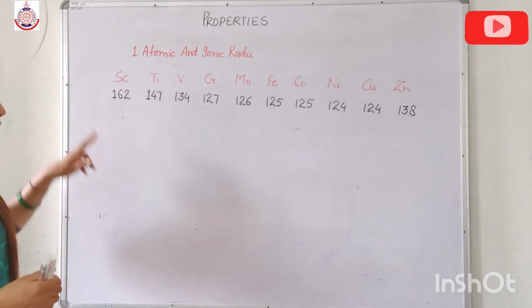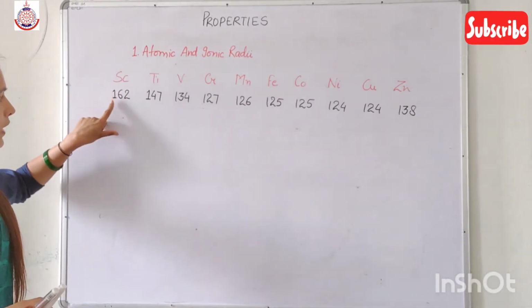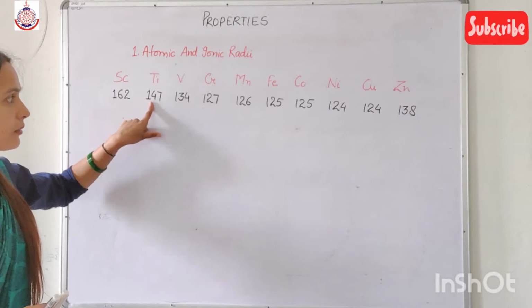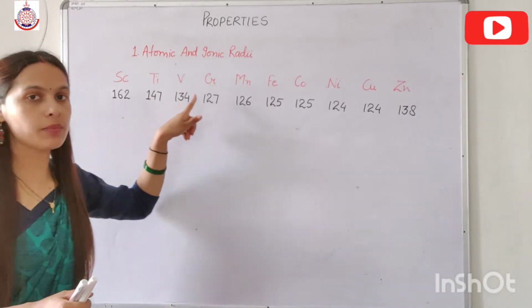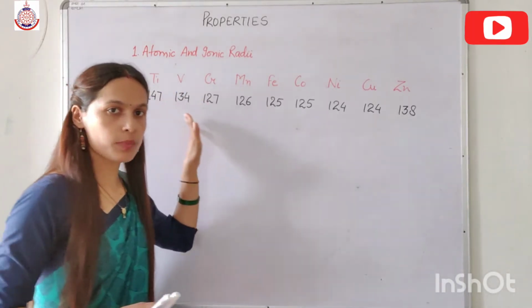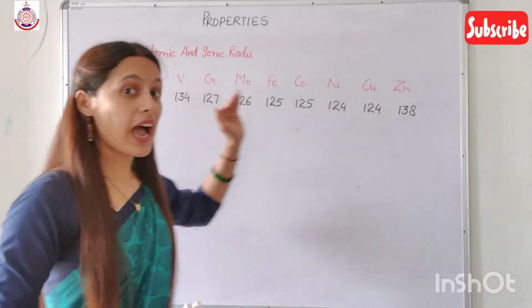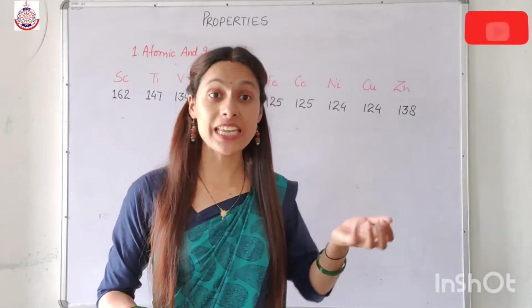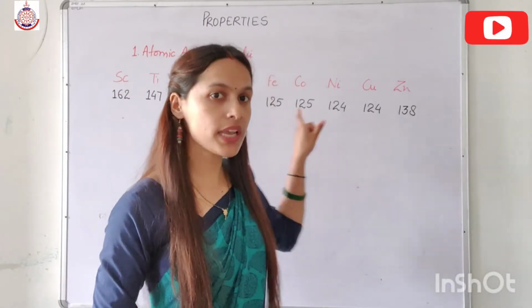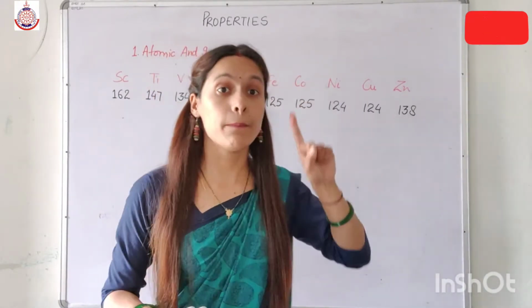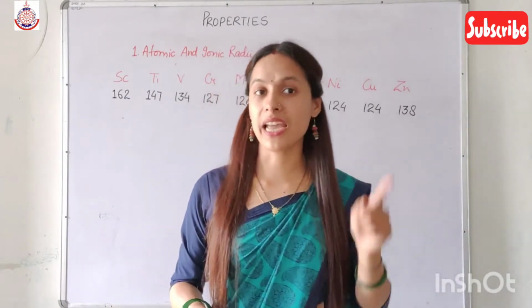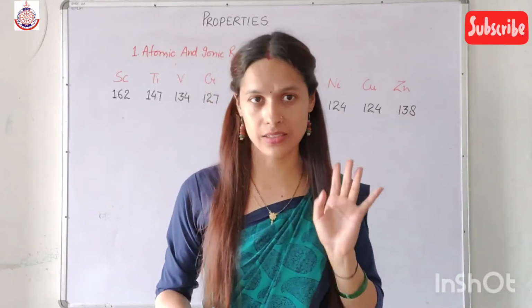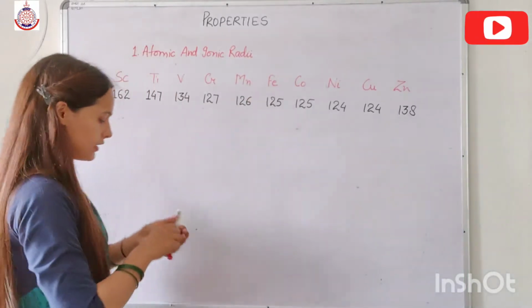So what are we observing? We are observing that when we move from scandium to titanium, titanium to vanadium and vanadium to chromium, atomic radii decreases. But after chromium, the decrease in atomic radii becomes very less. Though there is a decrease in atomic radii, the decrease is very, very less. Now, what is the reason behind this?